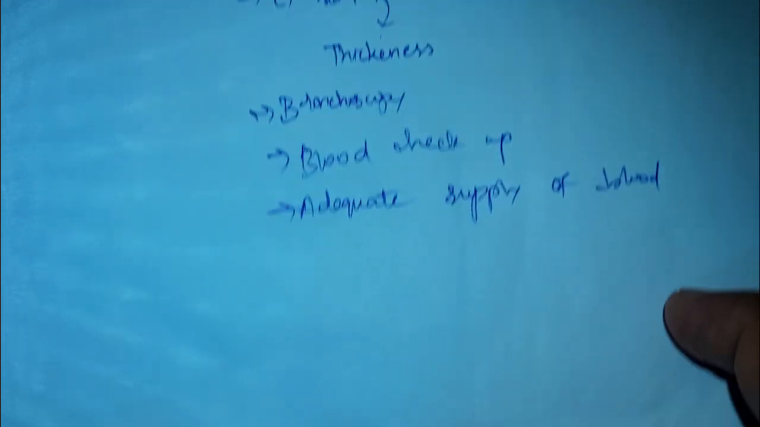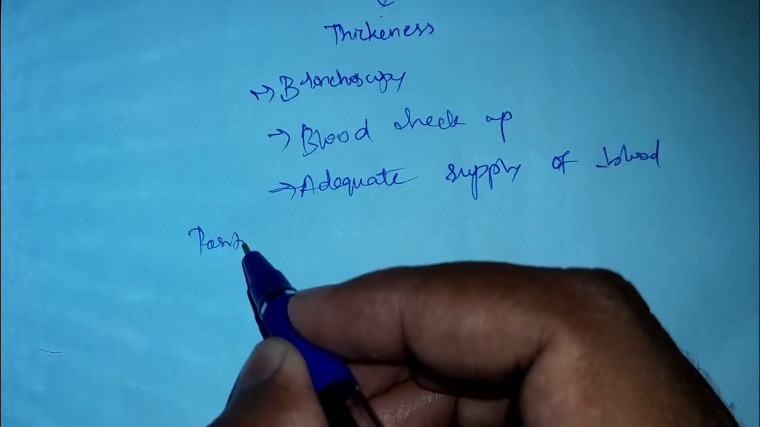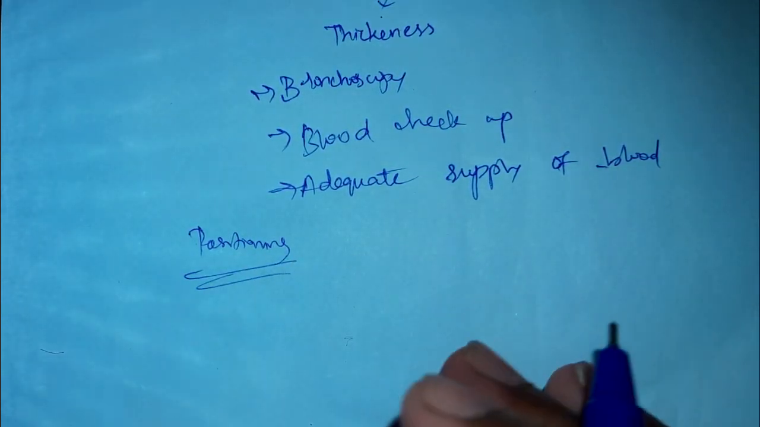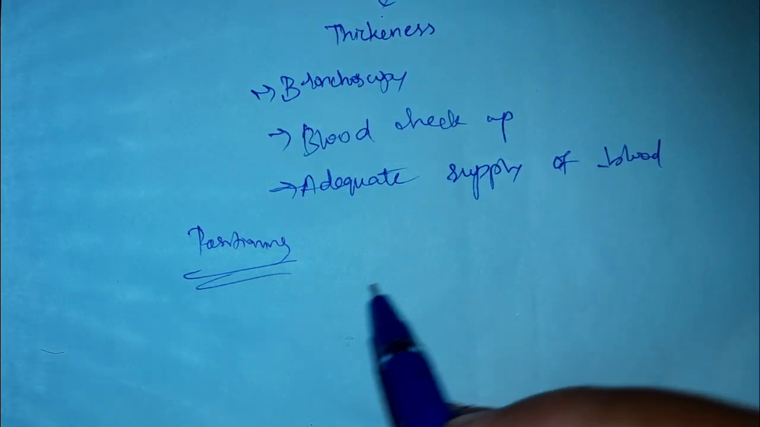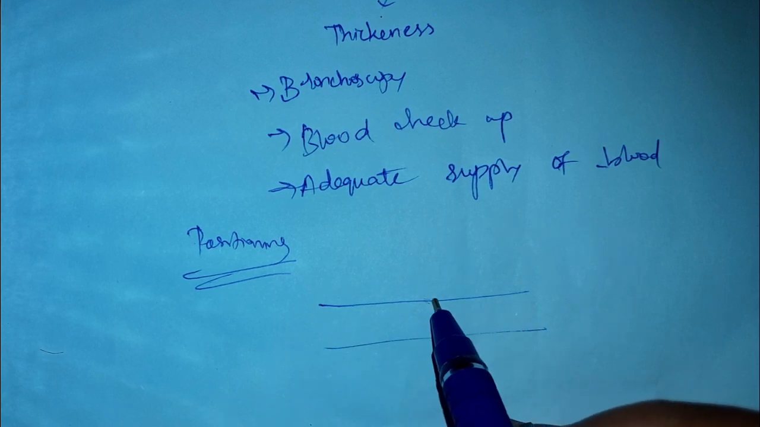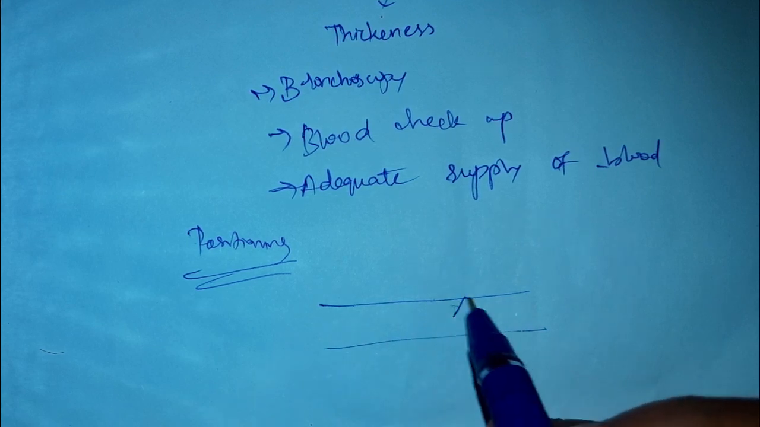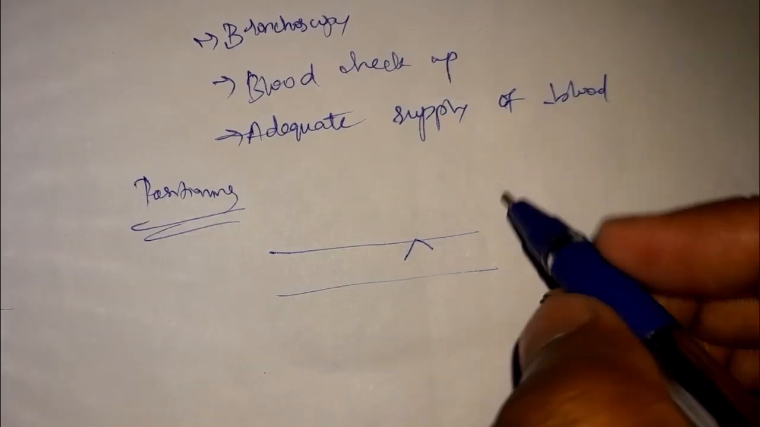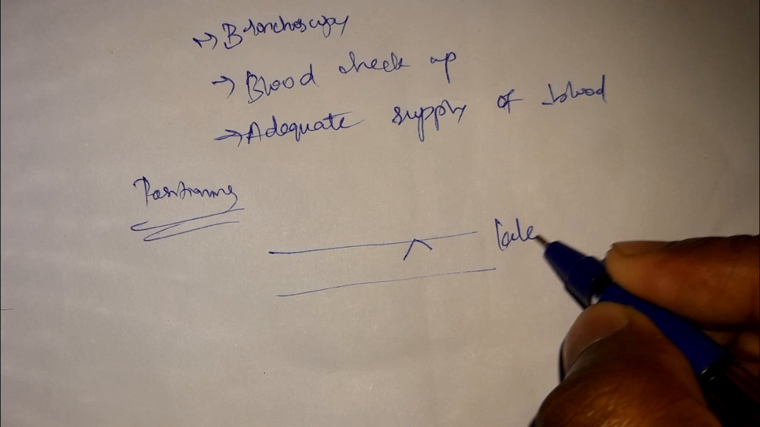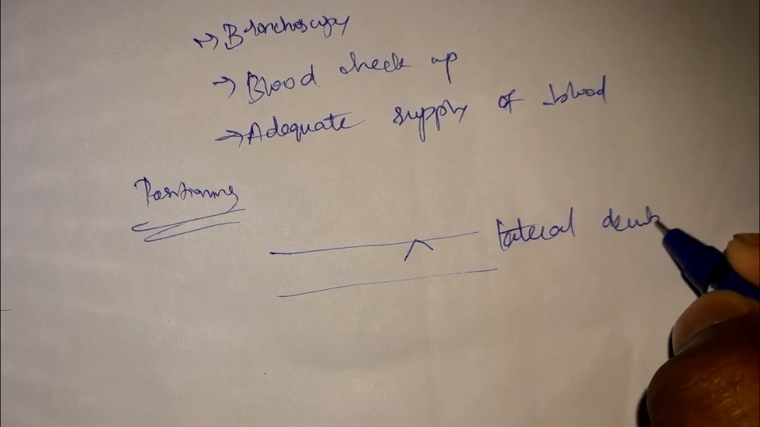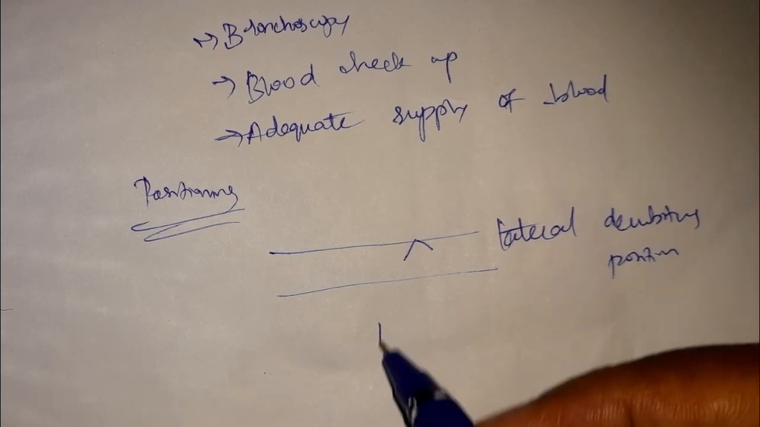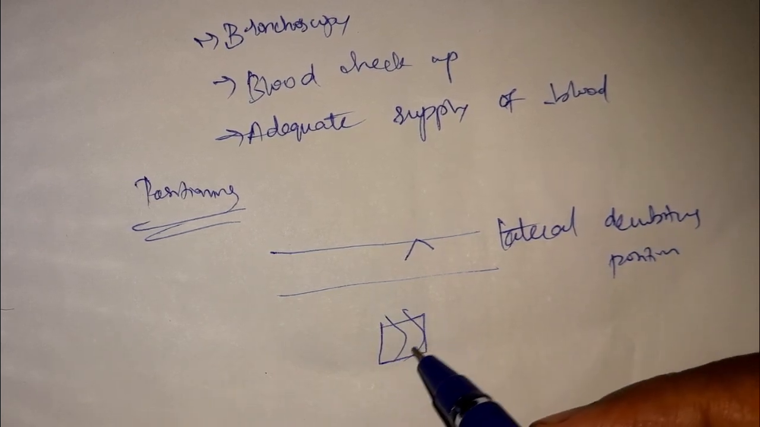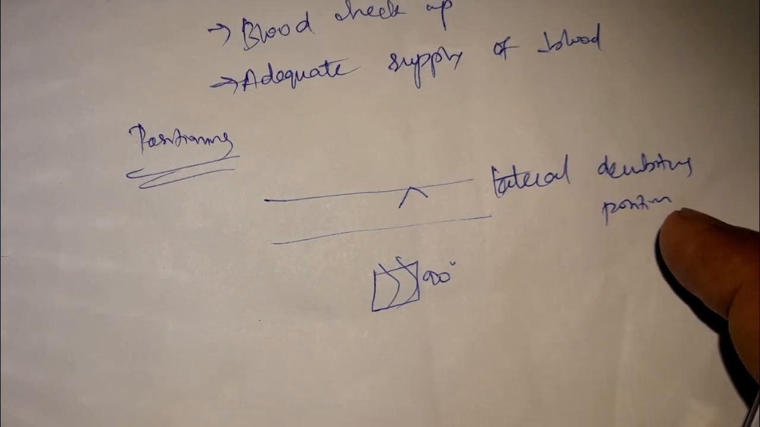Then come to the positioning. The person is placed in the lateral decubitus position, which means the person is side lying, with the diseased side up. You can notice one person is there like this. That position is called the lateral decubitus position. A pillow is placed between the legs, and the leg is flexed 90 degrees. This is how we place the patient.